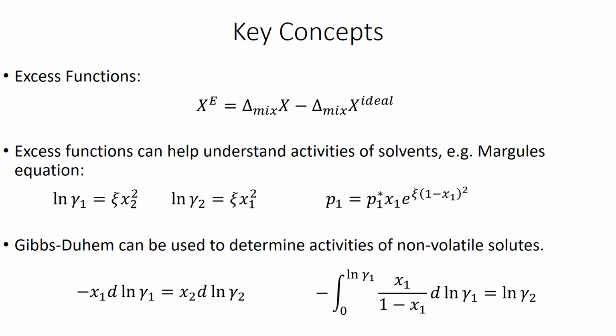So what are the key concepts I want you to take away? Well, first of all, there are these things called excess functions, which are defined as X^E equals delta mix X minus delta mix X ideal. Excess functions can help you understand activities of solvents and solutes, but they both have to be volatile. For example, you get the Margules equations, which are presented here. And finally, you can use the Gibbs-Duhem result to determine the activities of non-volatile solutes.